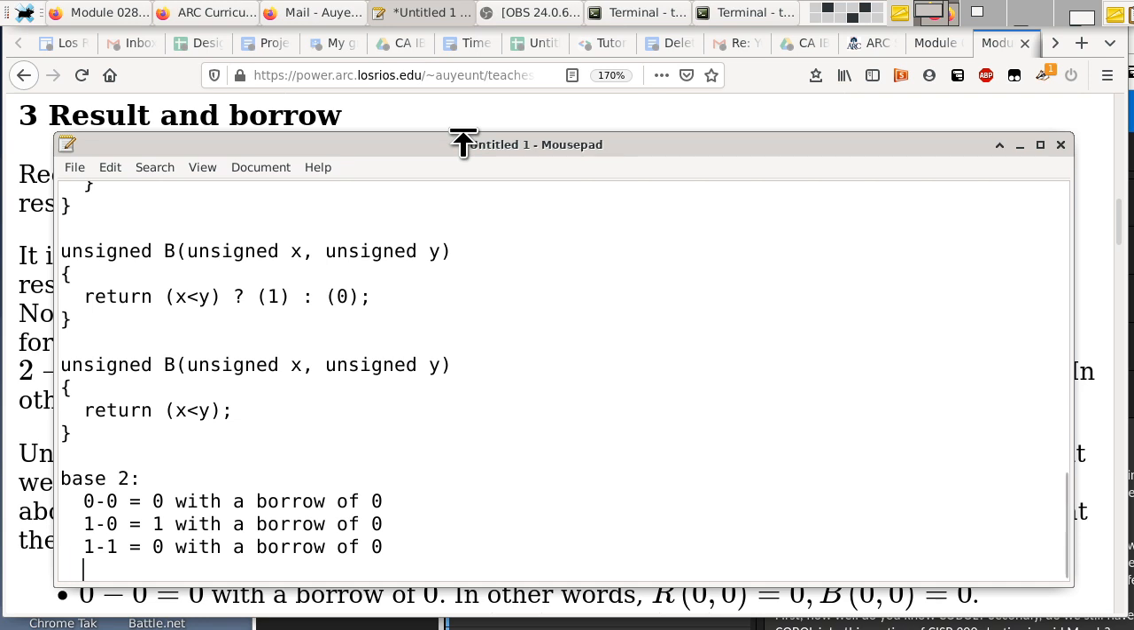Okay. So the only tricky case, because remember, each digit in base 2 can only be a 1 or a 0. We have gone through 75% of all the cases already. This is the last one. 0 minus 1 is what?